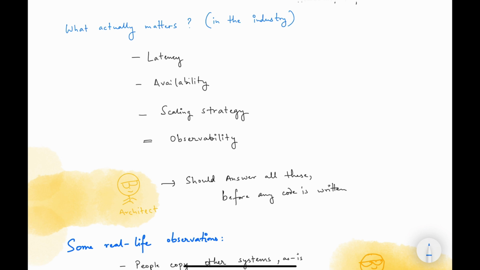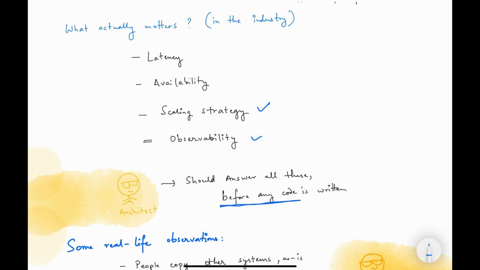Third is the scaling strategy. Let's say our business is growing and we need to scale to multiple regions, multiple countries. We need to serve, let's say, 1 million, 10 million, 50 million concurrent users at a time. How is that being handled? And the fourth one is observability. That boils down to how we can debug what's failing in production. So our HLD must answer these questions before any code is written.